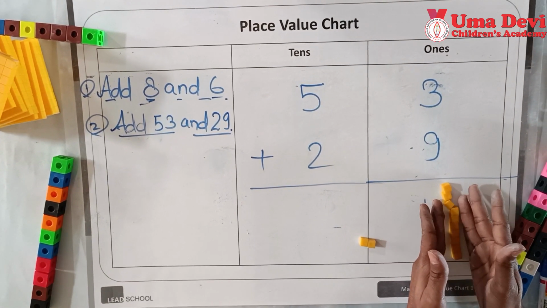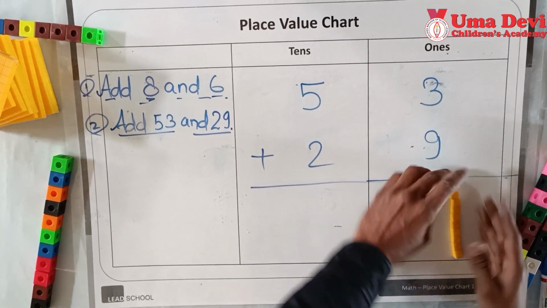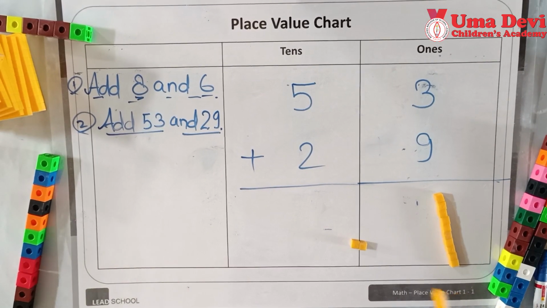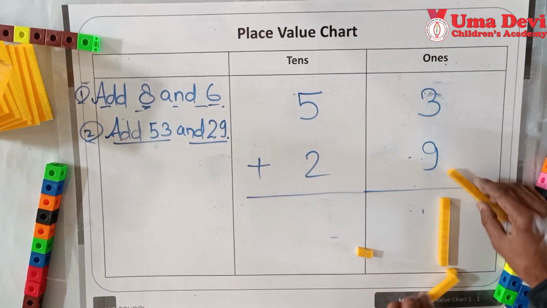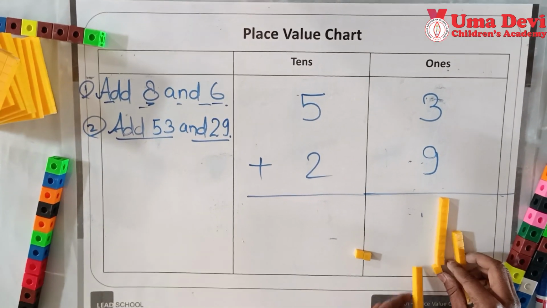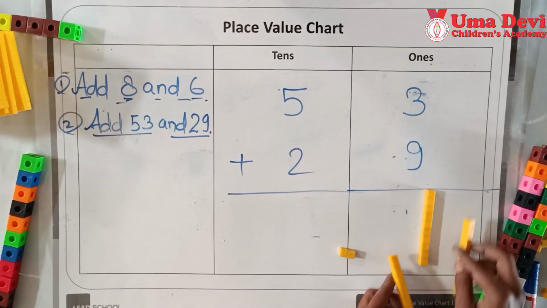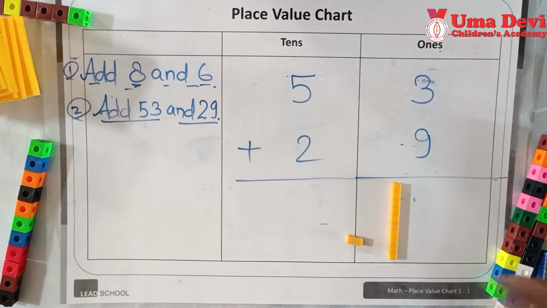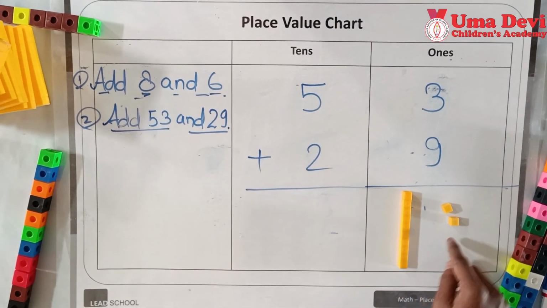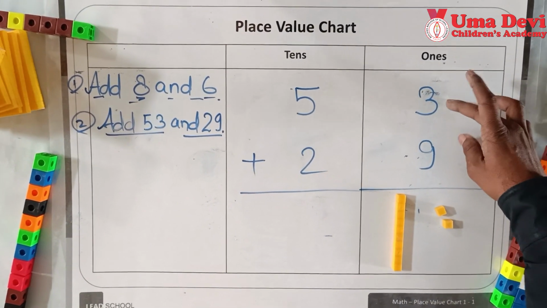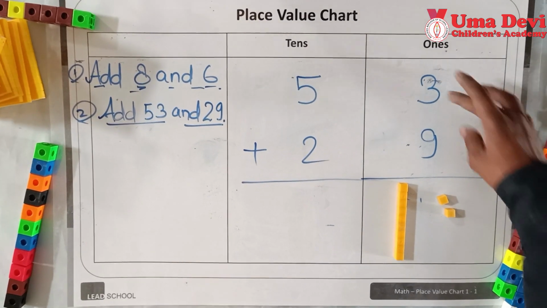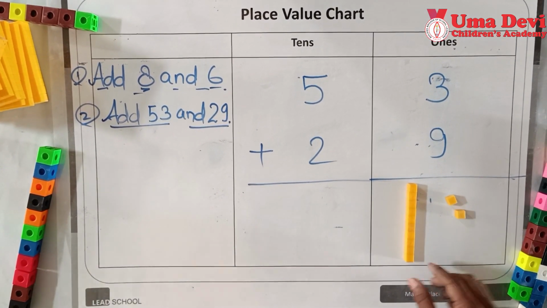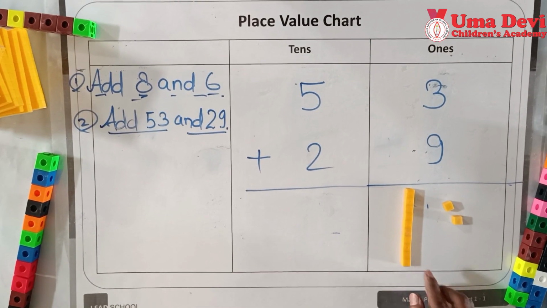Whenever you get 10, you have to move this block to the next column. So this block had formed a tens block. Look here, isn't it? So this is tens, 10 and 2 more, 12. And when we add 9 and 3, we get 12. So here we got 2 ones blocks, and these will live here, and the 10 has formed a tens block.